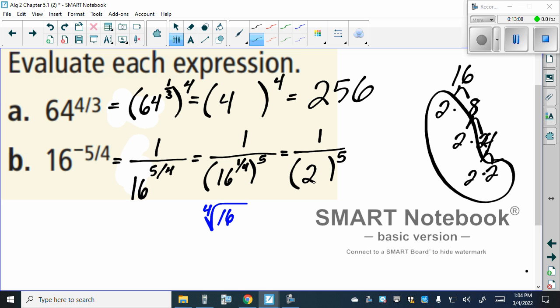And lastly, we need to find 2 to the 5th. Well, what is 2 to the 4th? 16. So 2 to the 5th is just multiplying 16 by 2, which gives us 32, and that's it. Any other questions on these here? All right. There's no questions on this here.